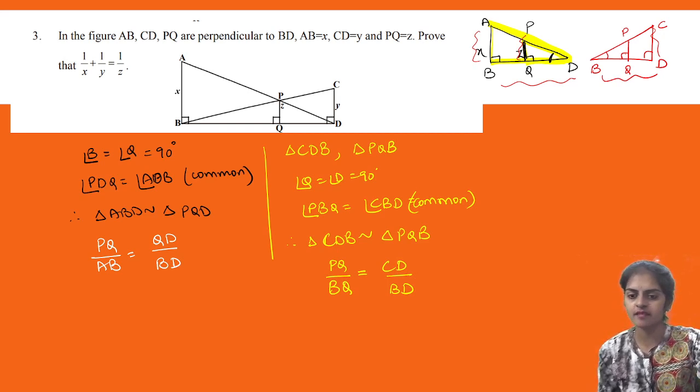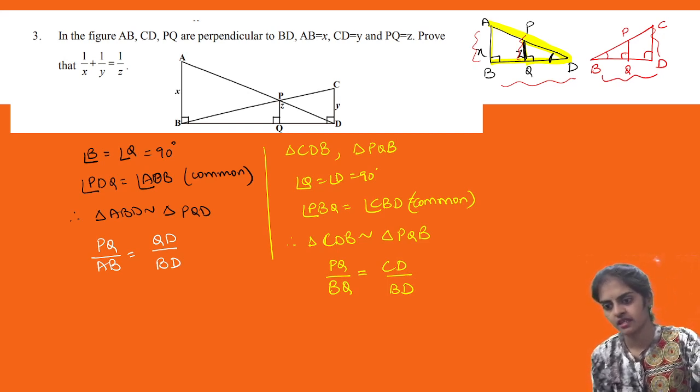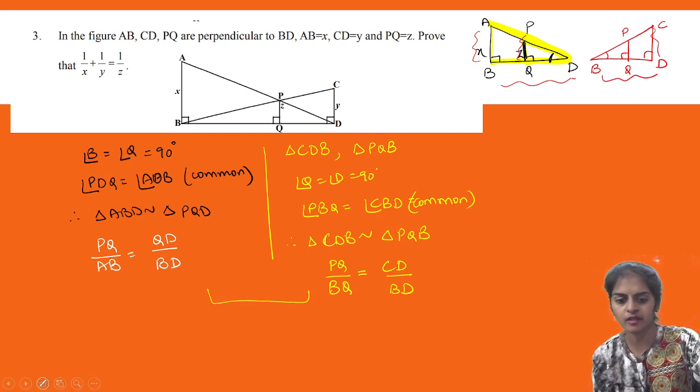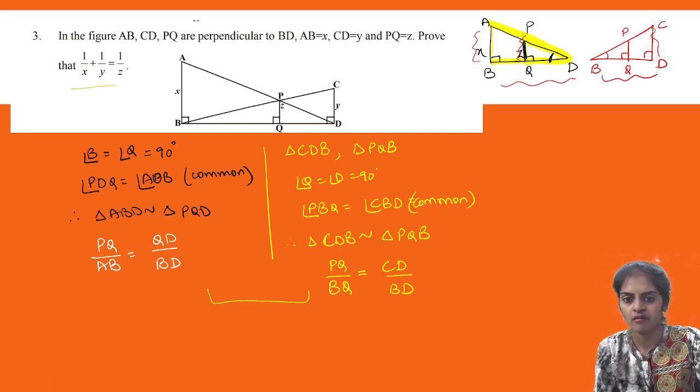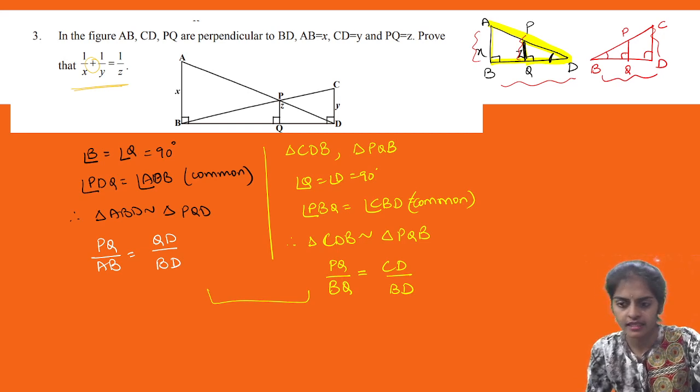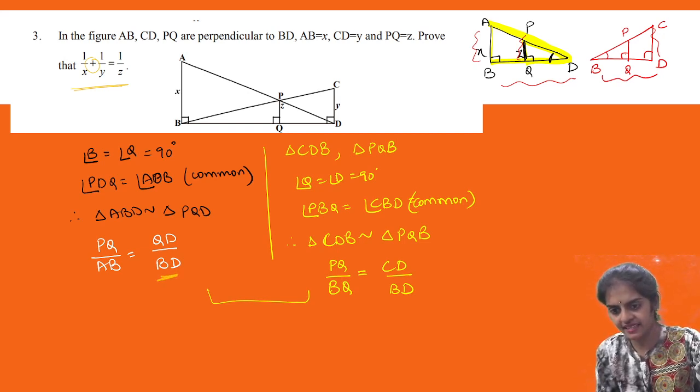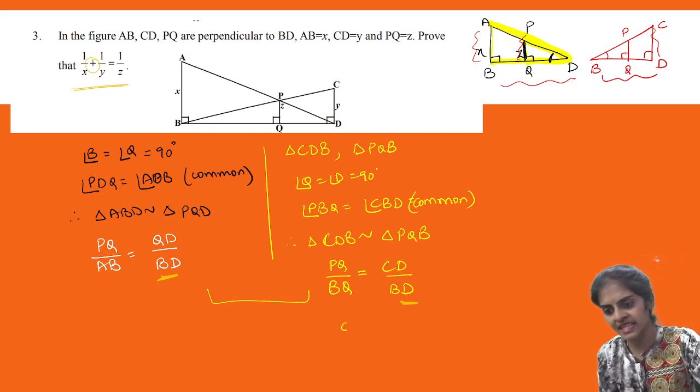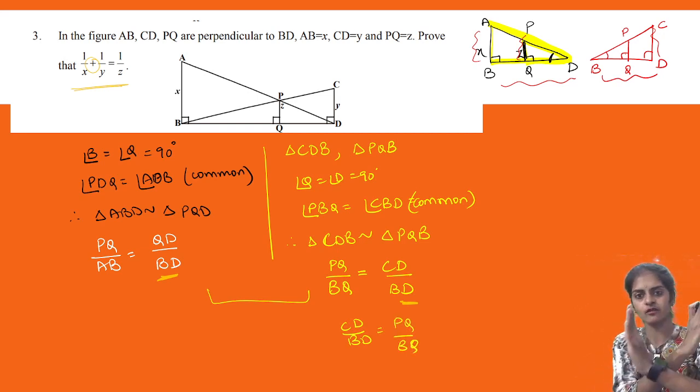Okay, now I can simply add both of them. I can simply add both the equations because see here what you have is 1 by x plus 1 by y. So you need to add here. This indicates that we need to add. So when I am adding, I will take care that my BD and here BD both will lie on the same side. So for that I'll write one more step. PQ by BQ equal to CD by BD. I can simply write as CD by BD equal to PQ by BQ. What did I do? Instead of writing like this, I just wrote like this.